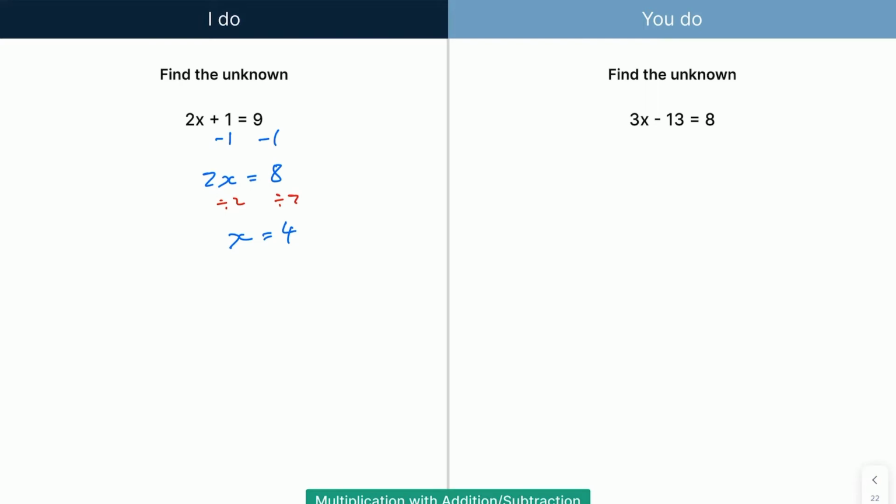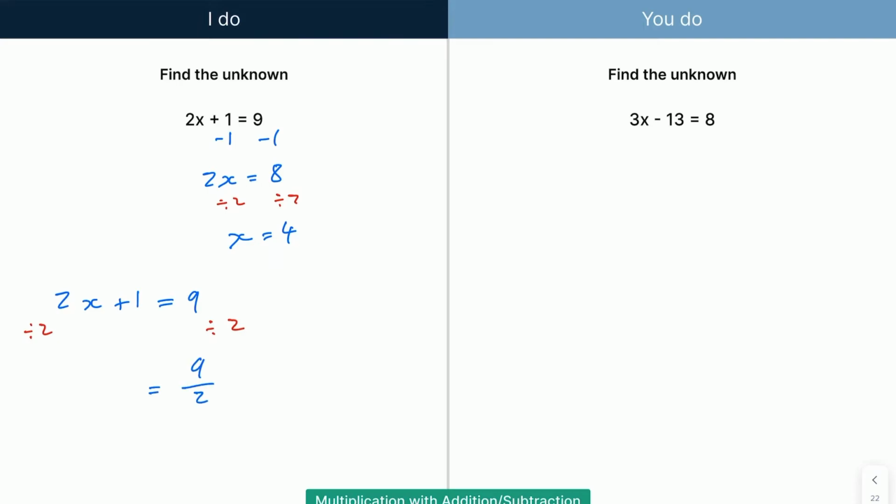Now, the other way of doing this is, well, what if instead of 2x plus 1 is equal to 9, instead of getting rid of this 1, I got rid of the 2 first. Now, it's worth bearing in mind that you can do this, but it's a little bit trickier. So if you started off by getting rid of the 2 first, you would have to divide each side by 2. So this will become 9 over 2, which is fine.